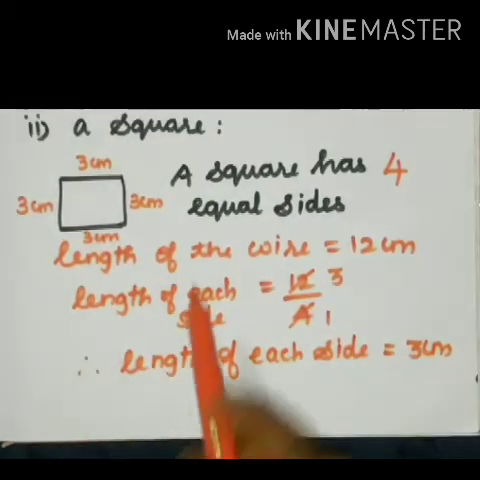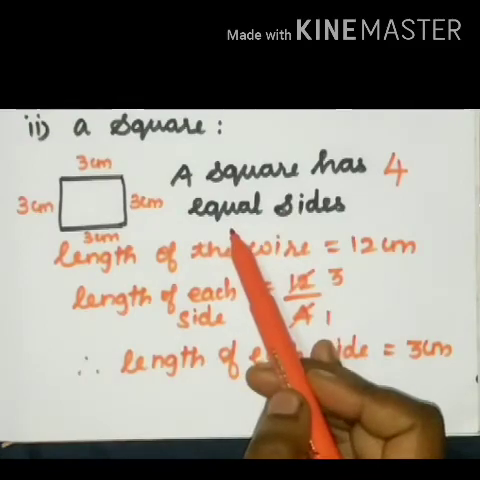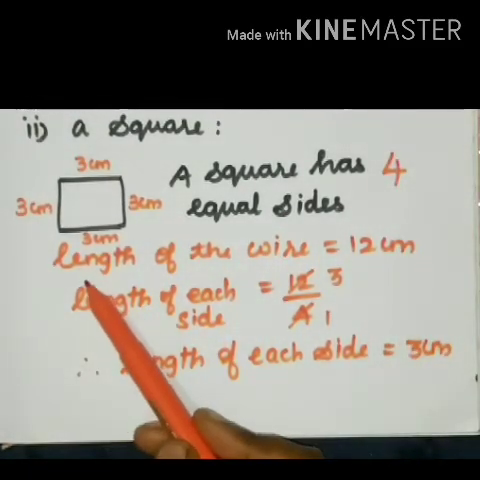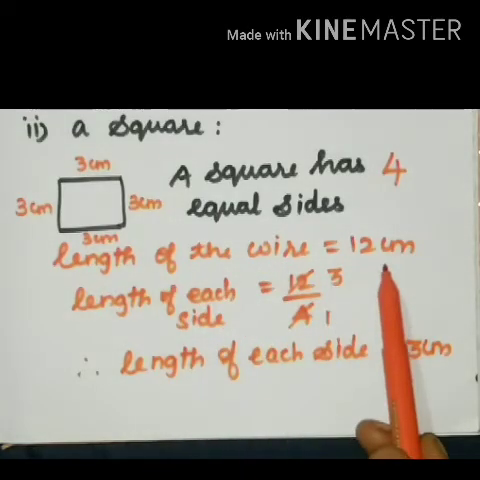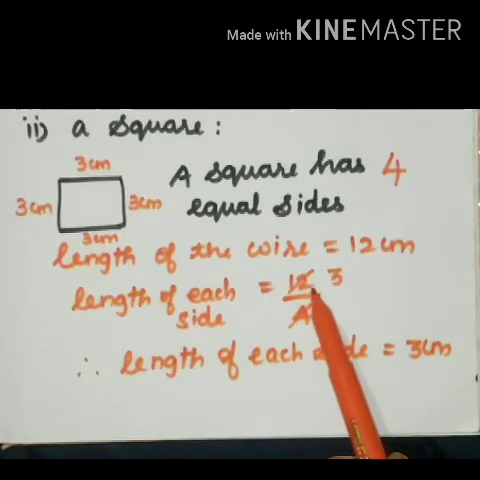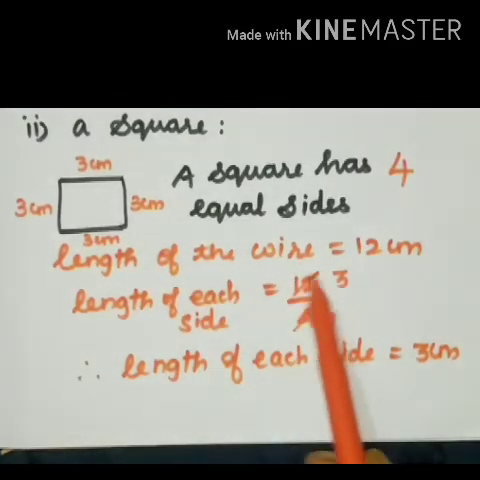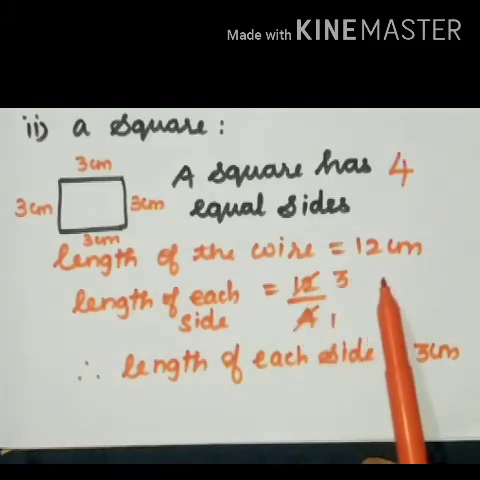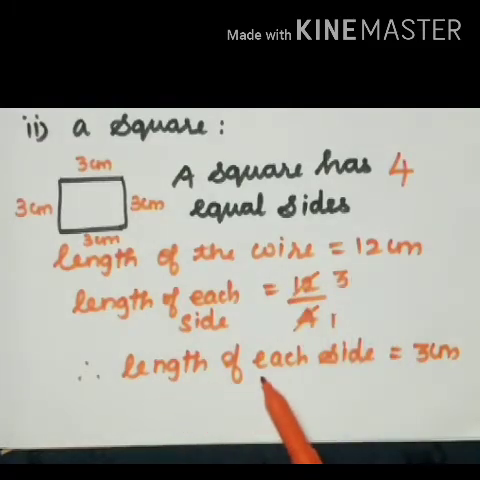A square has 4 equal sides. In the question, the length of the wire is already given, 12 cm. To find the length of each side, you have to divide the total length of the wire, that is 12, by 4. 4 ones are 4, 4 threes are 12. So, length of each side is 3 cm.